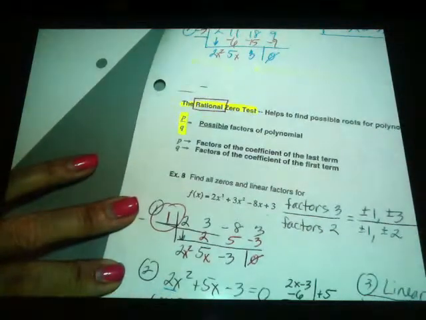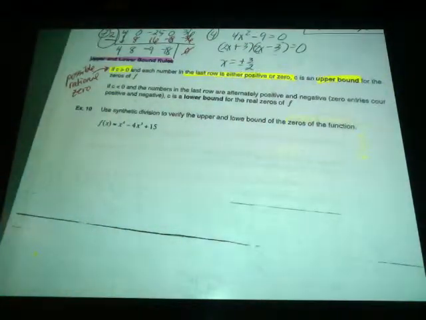For instance, I'm looking for an example. I don't see one we did here. Let's see, over here. Nope. Nope, we haven't come up with one yet. Well, we will here in a minute. We'll do one. Give me a moment. I'll prove it to you.